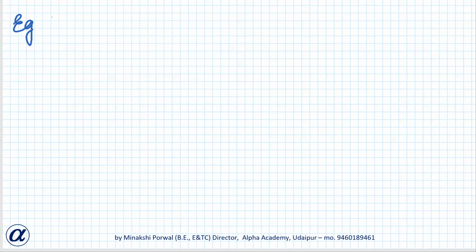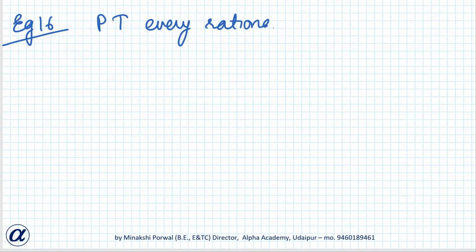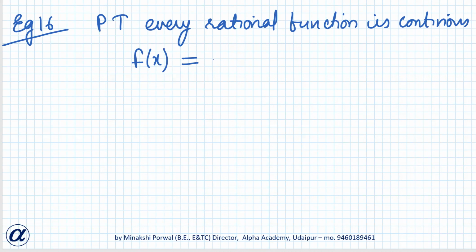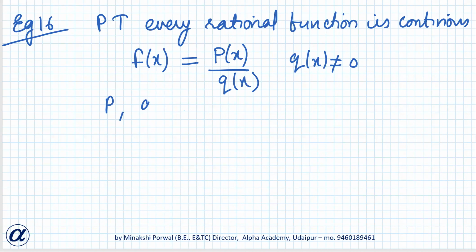Example 16. Prove that every rational function is continuous. Suppose f(x) is a rational function, so it is given by p(x) upon q(x), where q(x) should not be equal to 0. This is the definition of a rational function, and p and q are polynomial functions.